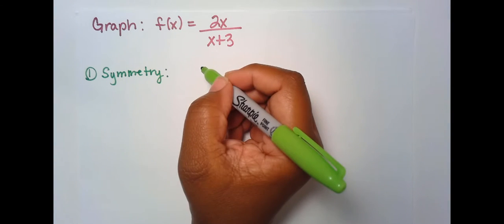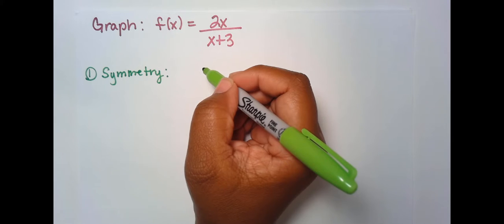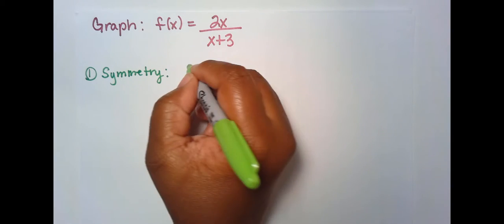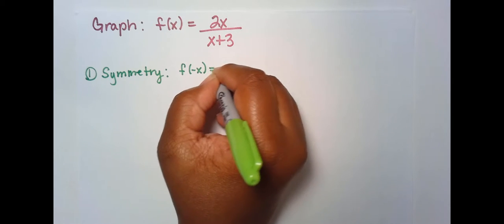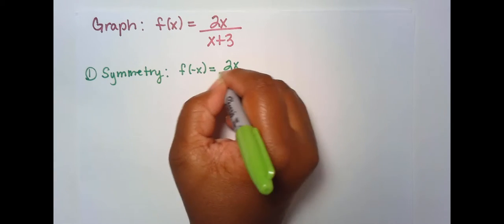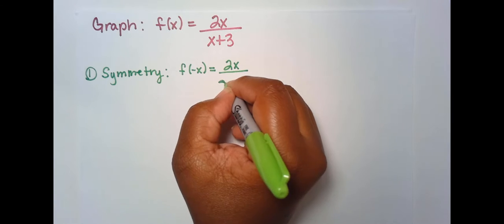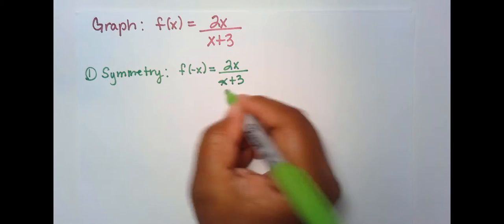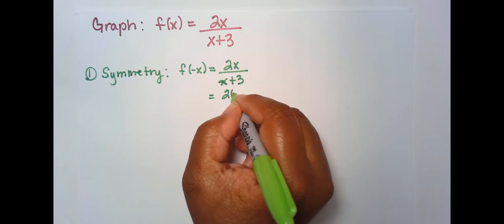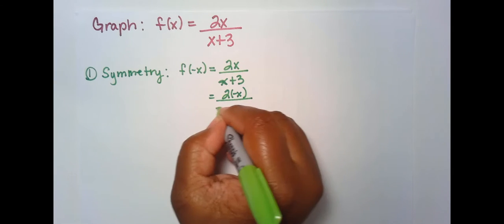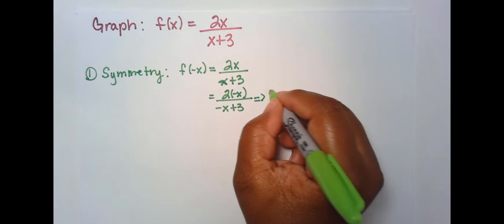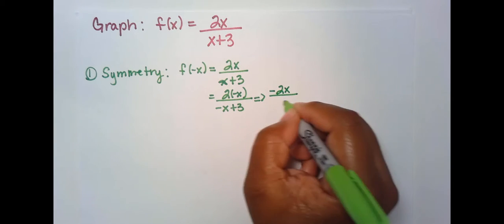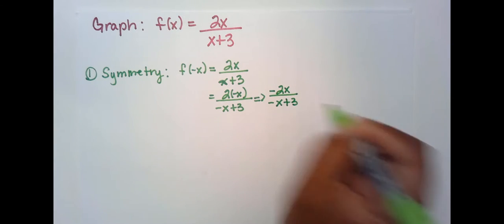So remember, to determine if a function has symmetry or not, we're going to substitute negative x in for x. So wherever we see x, we're going to plug in negative x. So we have here 2 times negative x all over negative x plus 3. So this gives us negative 2x all over negative x plus 3.